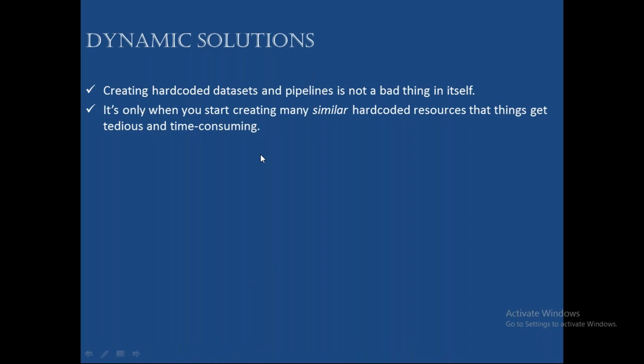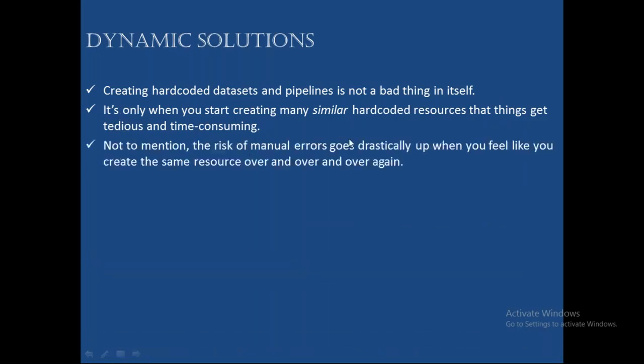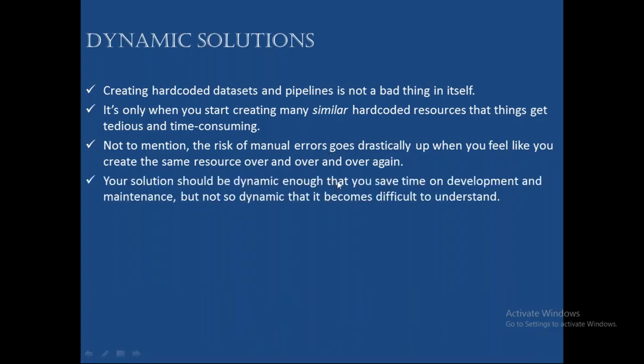You can implement dynamic things, because if you use similar hard coded resources again and again, it will be tedious and time consuming. It will take more time, and it will drastically increase the errors. It will be difficult for us to manage all these things. That's why your solution should be dynamic enough that you save time on development and maintenance, but not so dynamic that it becomes difficult to understand. Many people create something so dynamic that nobody can understand it. You need to think, if something goes wrong in production, you should be able to debug it. So make it dynamic, but not too dynamic. If it is too dynamic, it is difficult to debug in production if you receive any errors.